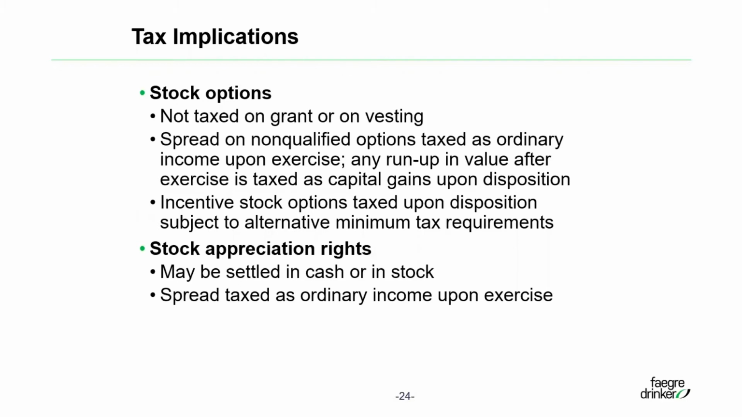The other type of award that we have is stock appreciation right. So basically, this award gives you the right to get the appreciation on the stock from the grant date, and it may be settled in cash or in stock. And the spread is taxed as ordinary income upon exercise. And of course, if you have cash, then after exercise, you don't have this opportunity to get capital gains treatment. You just get the cash.